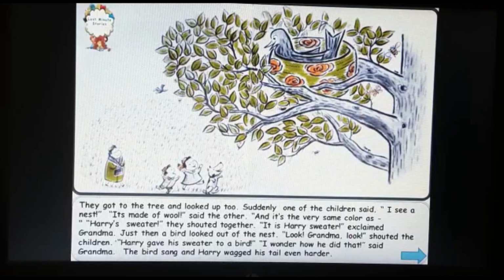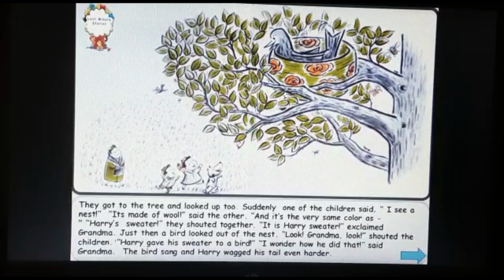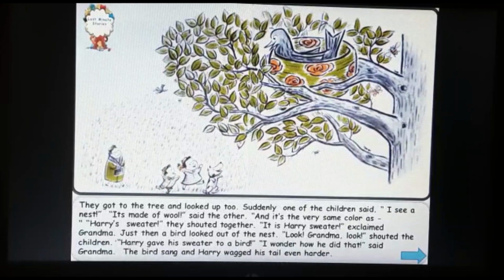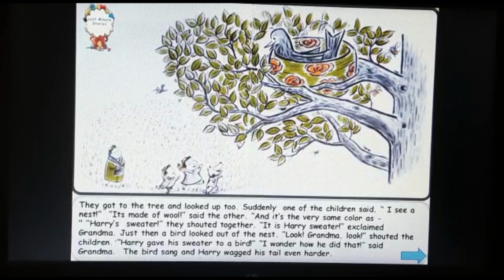"Look, Grandma, look!" shouted the children. "Harry gave his sweater to a bird." "I wonder how he did that," said Grandma. The bird sang and Harry wagged.